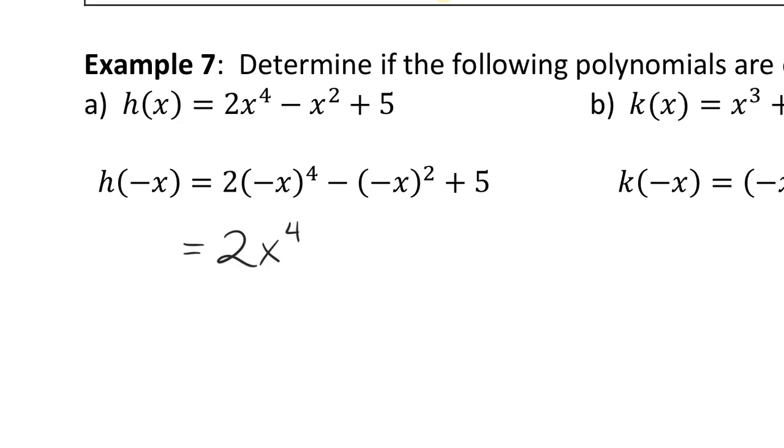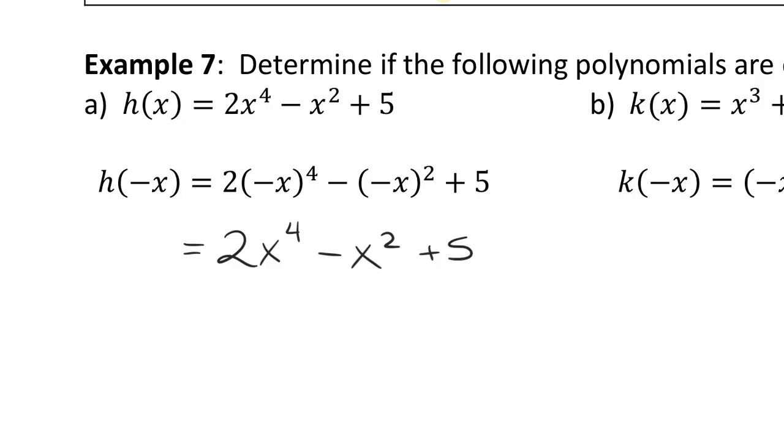For this second piece, I'm going to square negative x. What's a negative times a negative? A positive, but then I have this little negative in front. So I'm going to write down negative x squared. Nothing happens with that plus 5, so I drop down the plus 5.